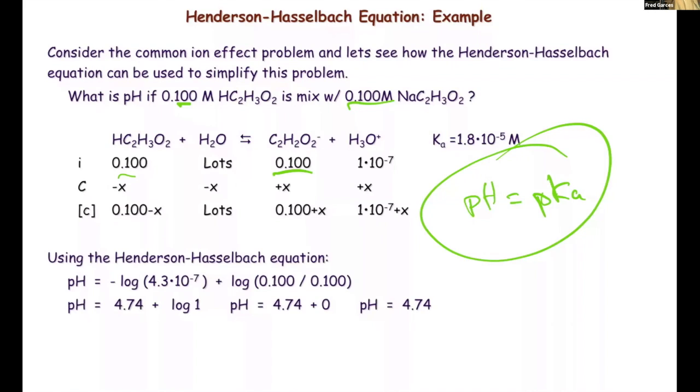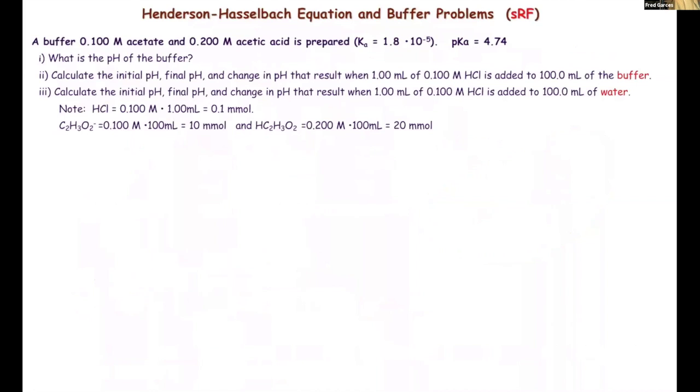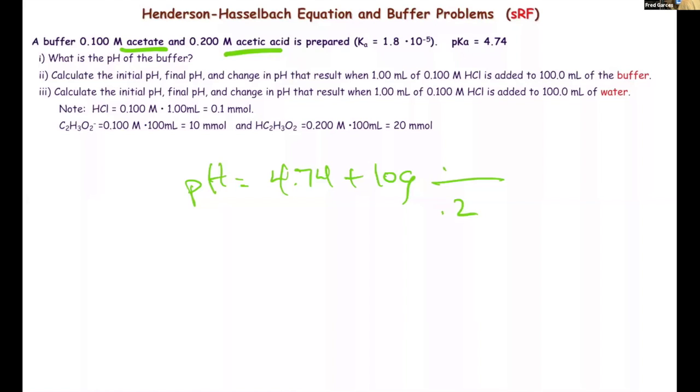Okay, that's what happens. Now, why are buffer systems so important? Here's another example. I'll do this real quickly. Here we have acetic acid and acetate ions: acetate is 0.1, acetic acid is 0.2. So pH equals 4.74 plus log, the acid is 0.2, the base is 0.1. If I do that, I could calculate the pH of this solution. What is the pH of this buffer solution? It's whatever this number comes out to be.